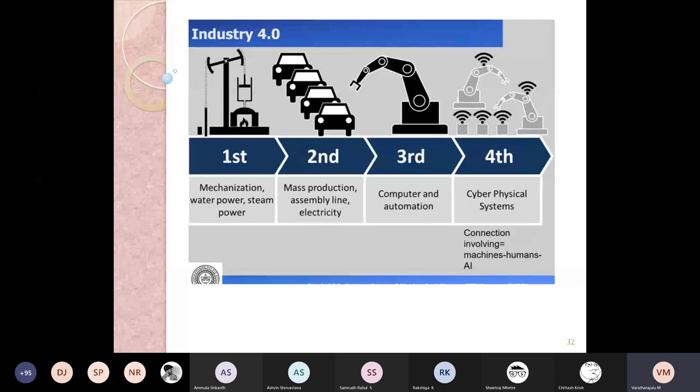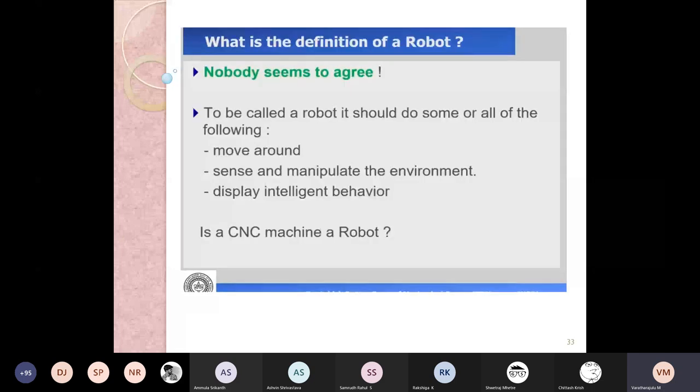What might be the intelligence, and what might be the human based intelligence, we need to discuss and see. This might be the proper definition, but Ashish Datta is very conscious that nobody seems to agree on the definition, but he defines the robot in the following way. To be called a robot, it should do some or all of the following tasks: either it should move around, sense and manipulate the environment, and display intelligent behavior. This is what was disseminated by Ashish Datta.